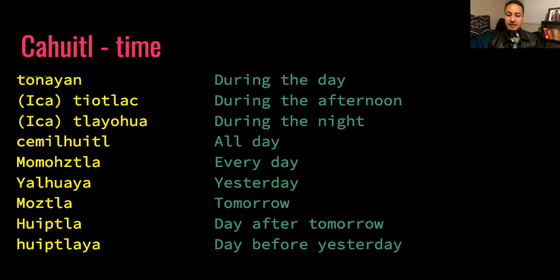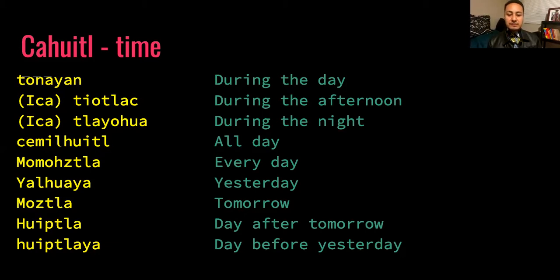So in Nahuatl, these are all the phrases you could potentially use. Tonayan, during the day. Tiotlak, it means during the afternoon. You could add ika if you want to, you don't have to. Ikatlayowa, during the night. If you want to say something happened all day, you would say semilwit.